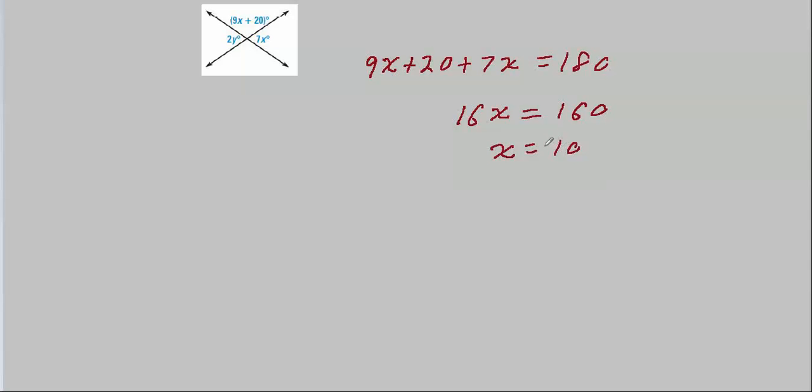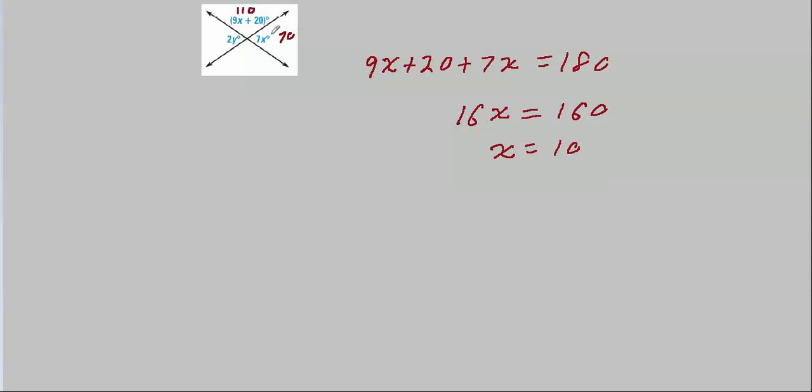But let's check our work and see if that makes any sense. If x were to equal 10, this would be 70 degrees. This would be 90 plus 20, which is 110, and I think you can see those both add up to 180. So we're doing well so far.